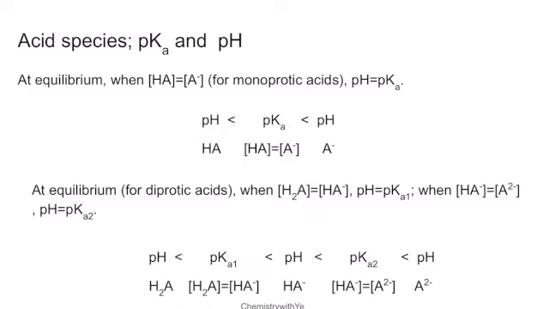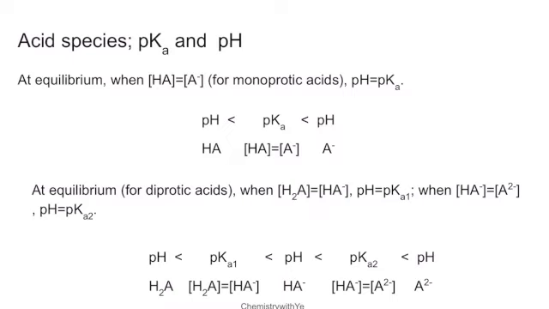For a diprotic acid, it has two equilibrium points. The most protonated form equals the second least protonated form when it releases its proton, and that is when the pH equals the pKa1. And when the pH is less than pKa1, it is in its most protonated form.